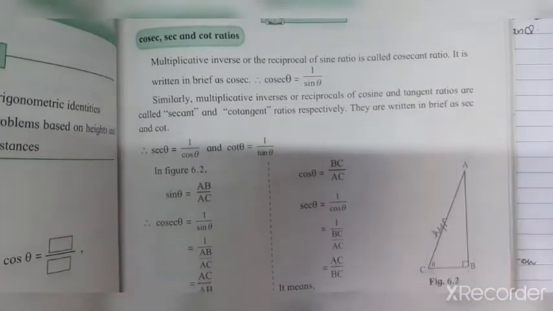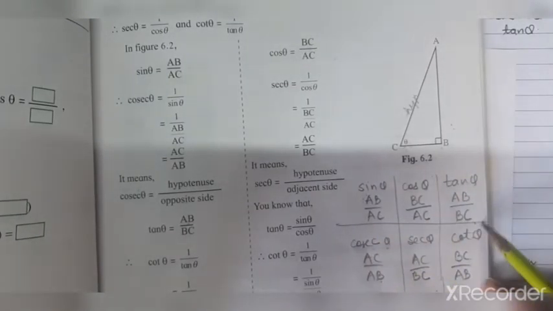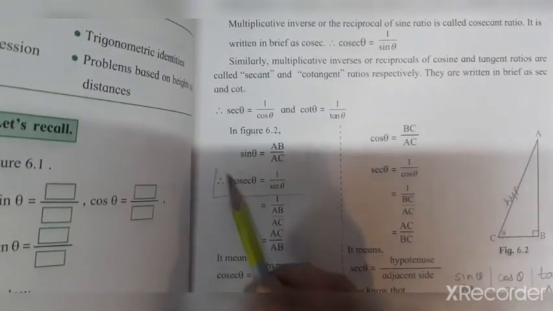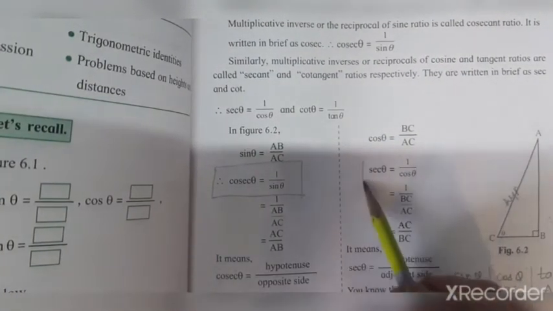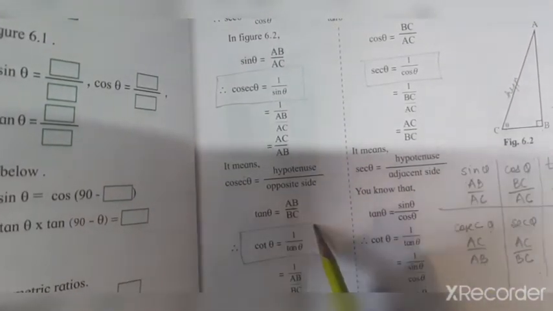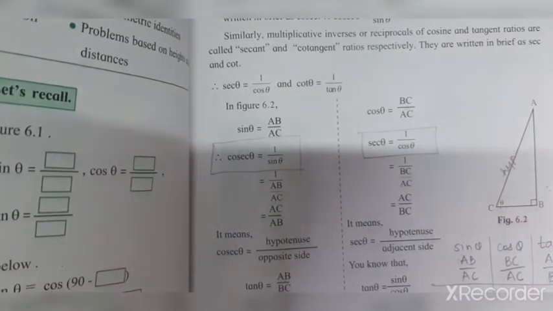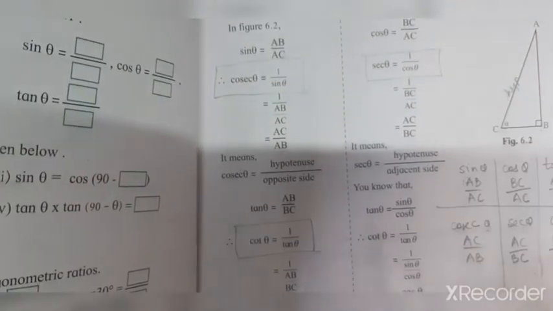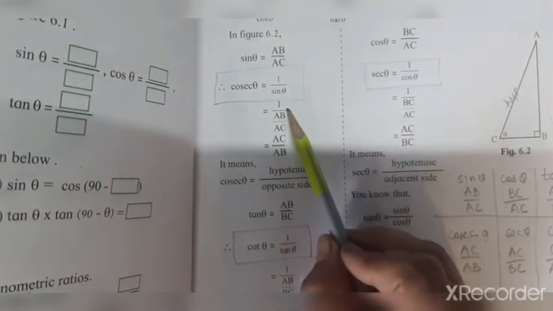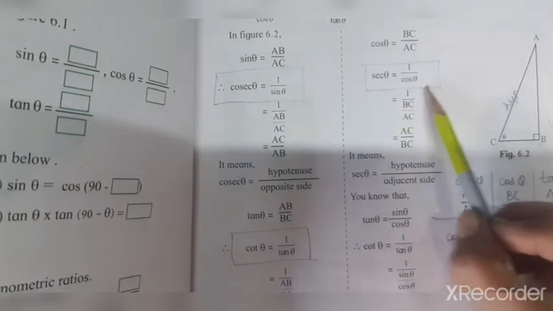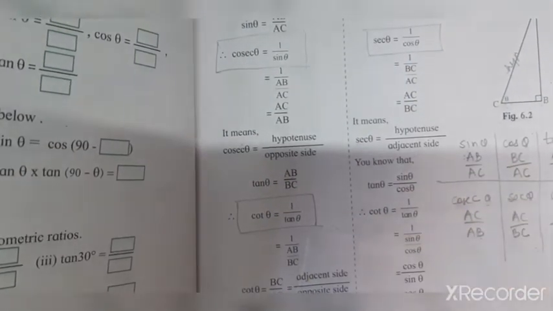You have to study it. They have already given the figure. I explained with respect to sine, cos and tan also, and here they have explained how cosec is obtained. So this is important. These trigonometric ratios you need to understand properly. These three things that I have highlighted: cosec is equal to 1 upon sine, sec is 1 upon cos, and cot is 1 upon tan.